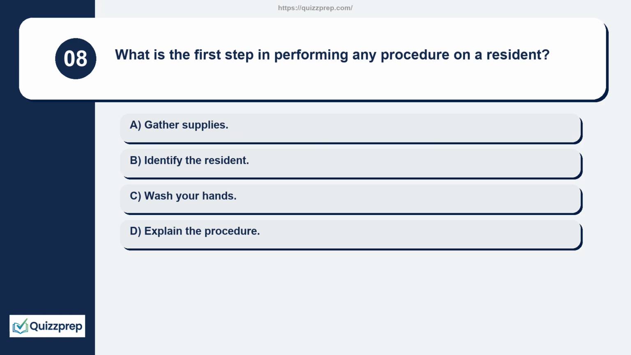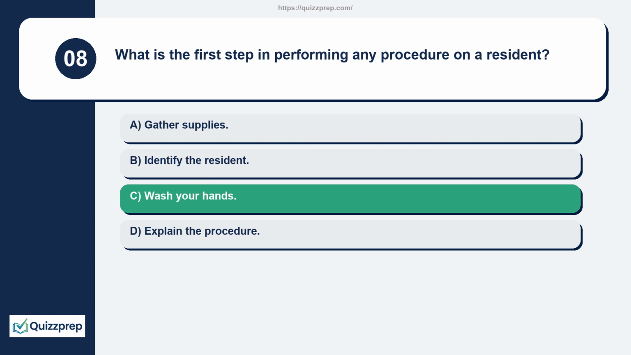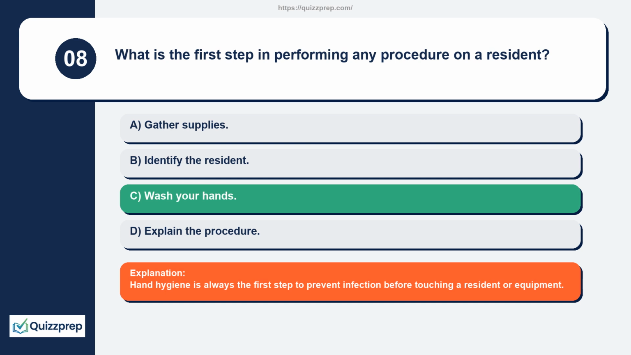Question 8. What is the first step in performing any procedure on a resident? Gather supplies, identify the resident, wash your hands, explain the procedure. Hand hygiene is always the first step to prevent infection before touching a resident or equipment.